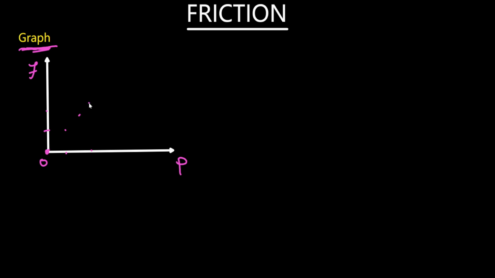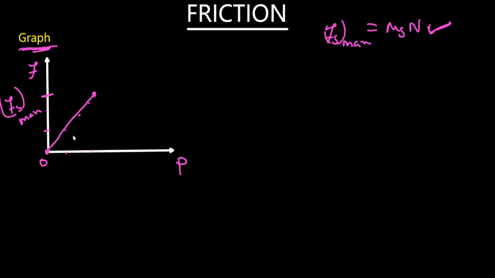Then you keep on increasing, you will get a certain amount of Fs maximum. For a given condition, you have Fs maximum as mu s into N. This is the constant value for a given situation. So suppose this is Fs maximum. As you are increasing the applied force, the frictional force increases, so it is directly proportional, and then it becomes a constant line.